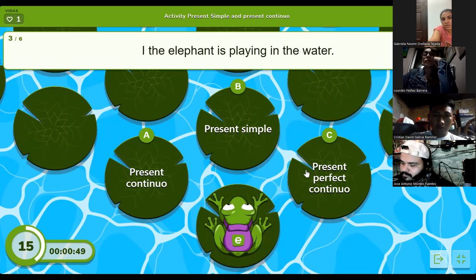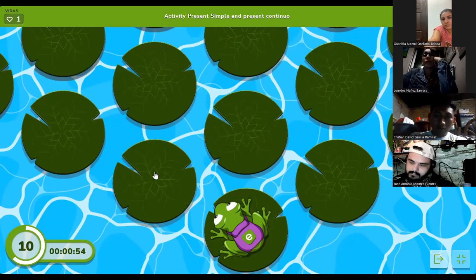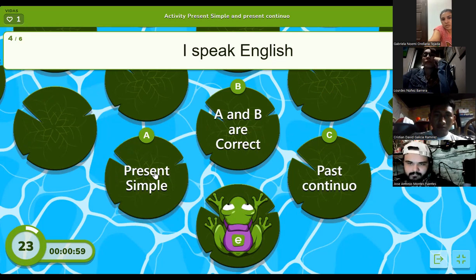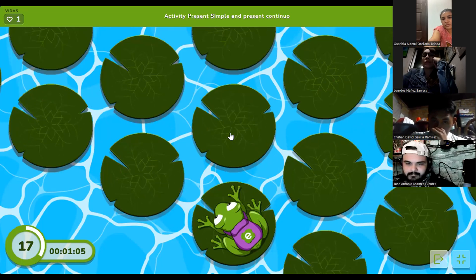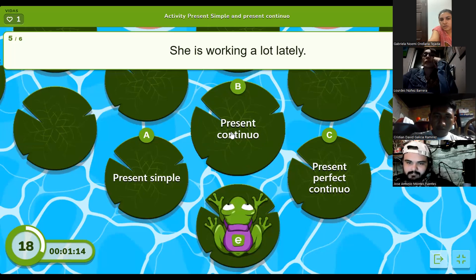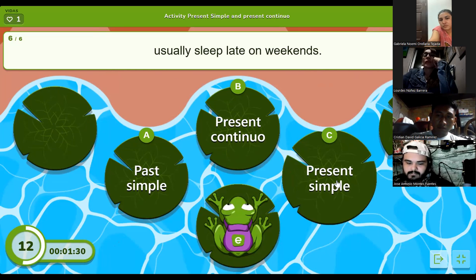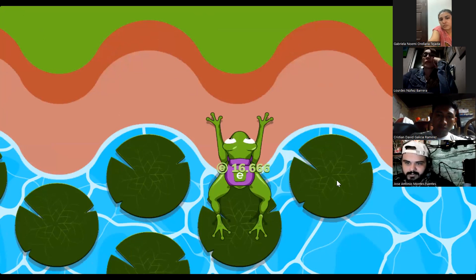The elephant is playing in the water. What is that? Present continuous. Okay. I speak English. Present simple. Okay, present simple. What about this one? Present continuous. Okay, very good. What about this one? Present simple. That is correct.